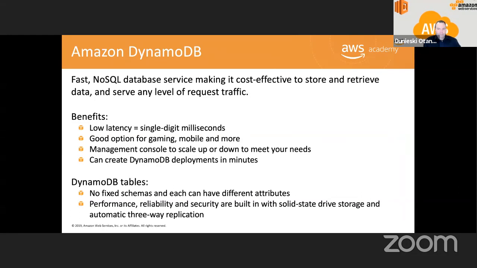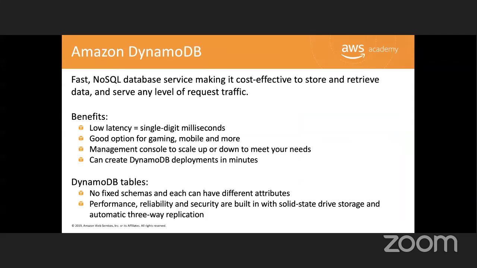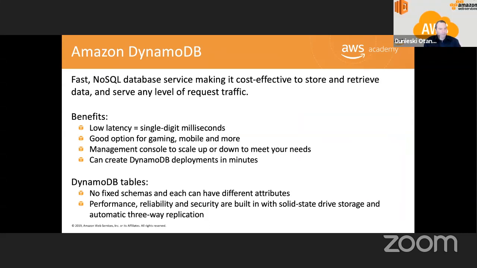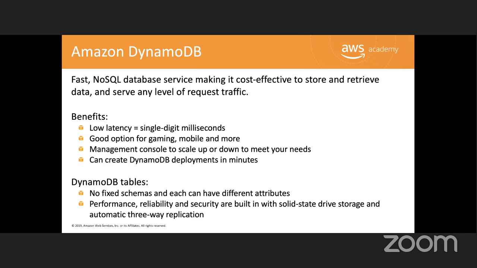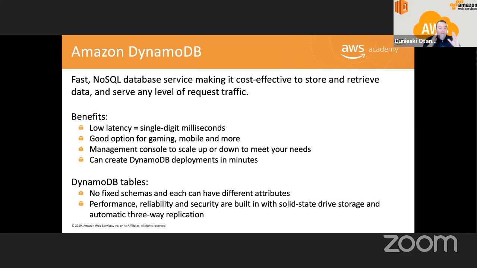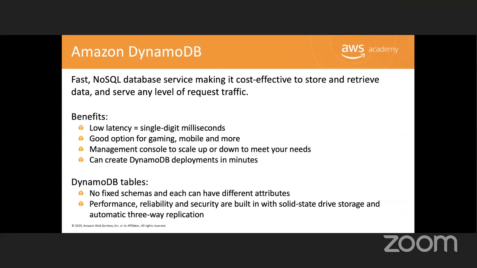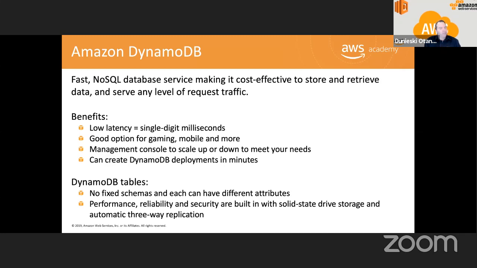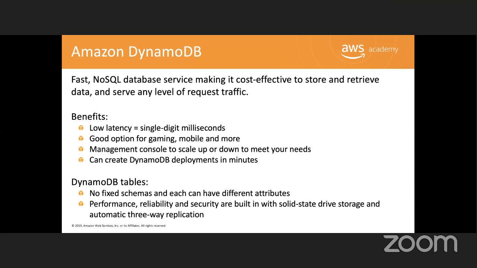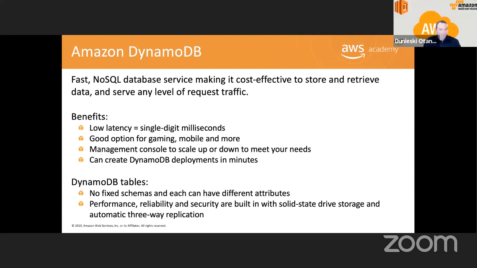Okay, so a benefit of Amazon DynamoDB is that it gives you low latency. That's super important. When it says single-digit milliseconds, it's under 10, with 10 not included, because when you include 10, it's already two digits. So the database is able to perform between 1 and 9 milliseconds. That's hugely fast. Companies use a lot of DynamoDB for gaming and for mobile. You use the management console to scale up or down to meet your needs, and you can create DynamoDB deployments in minutes. So these are the main benefits of DynamoDB.